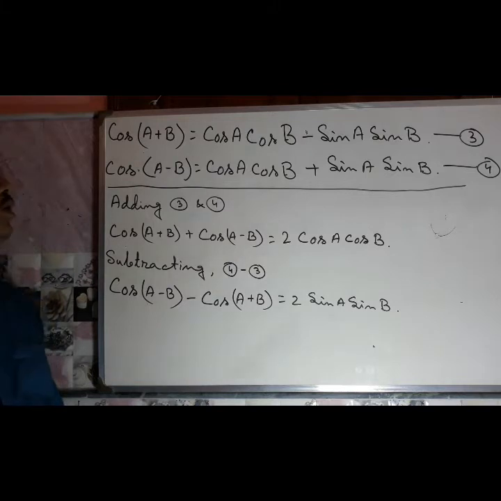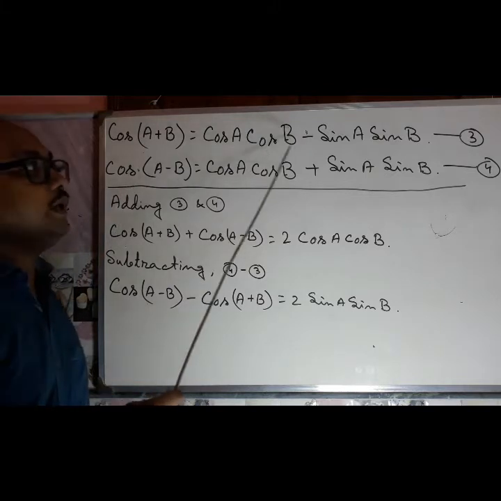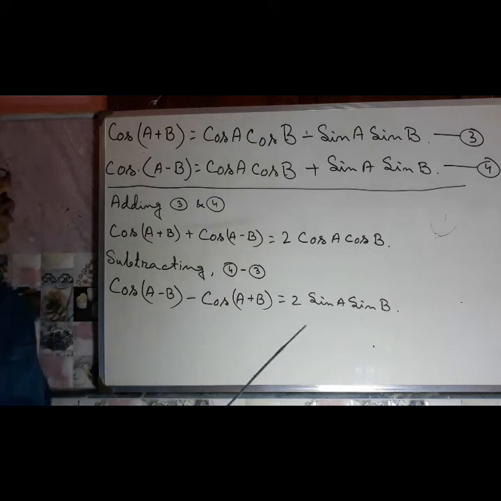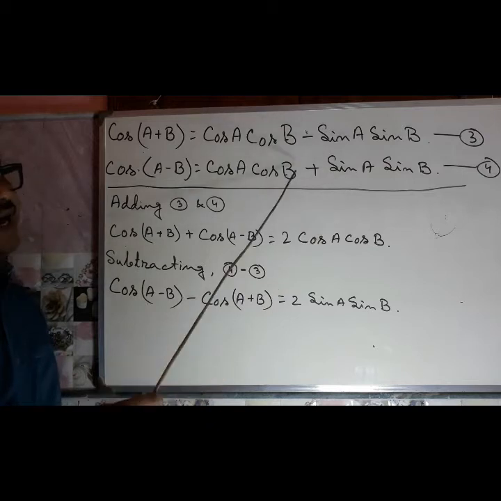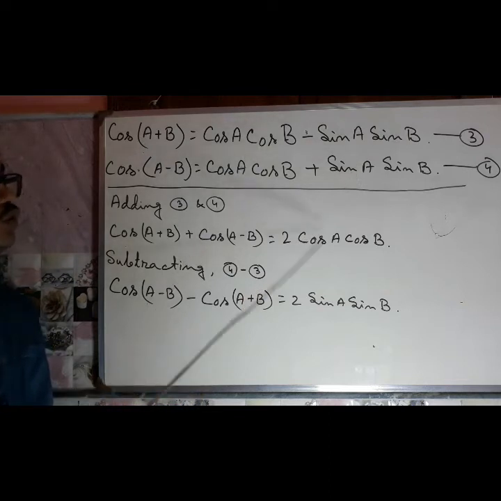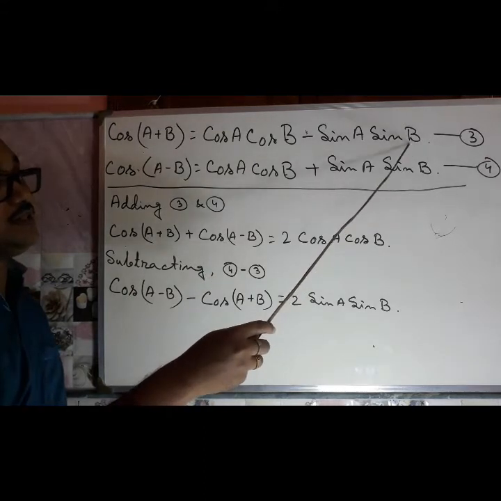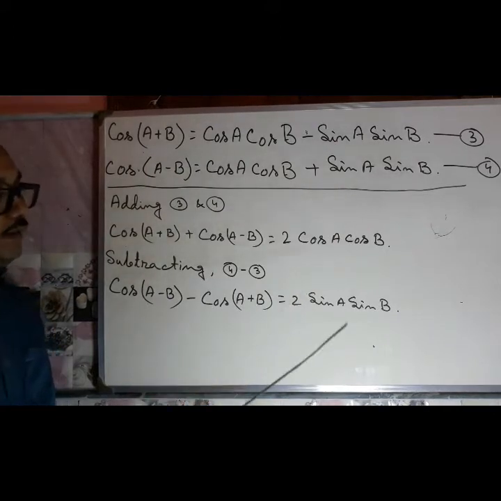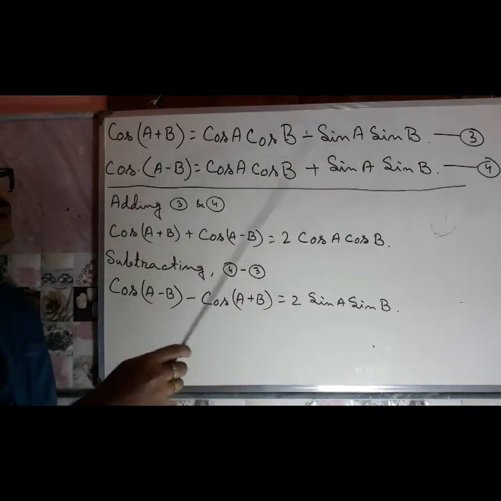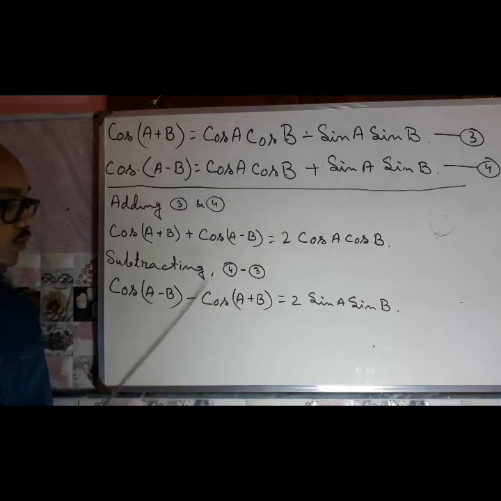Again, we know cos(A+B) is cos A cos B minus sin A sin B, and cos(A-B) is cos A cos B plus sin A sin B. So if we add these two equations, what will we get? These two terms will be eliminated, that is 2 cos A cos B equals cos(A+B) plus cos(A-B). And similarly, if we subtract this equation from the fourth equation, this term will vanish, then it will be 2 sin A sin B equals cos(A-B) minus cos(A+B).